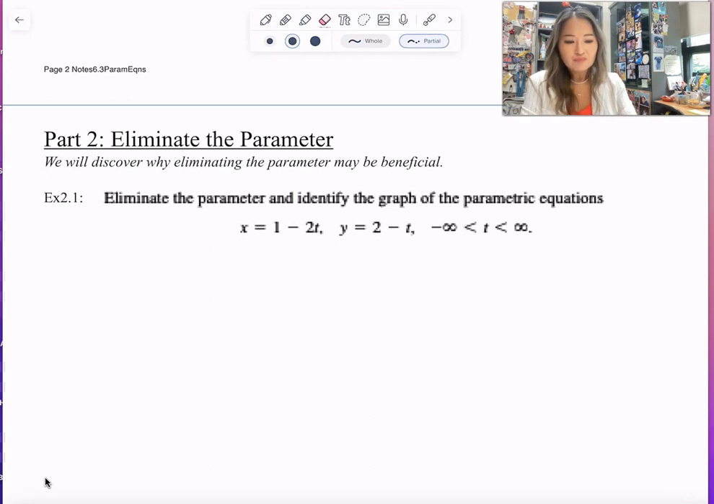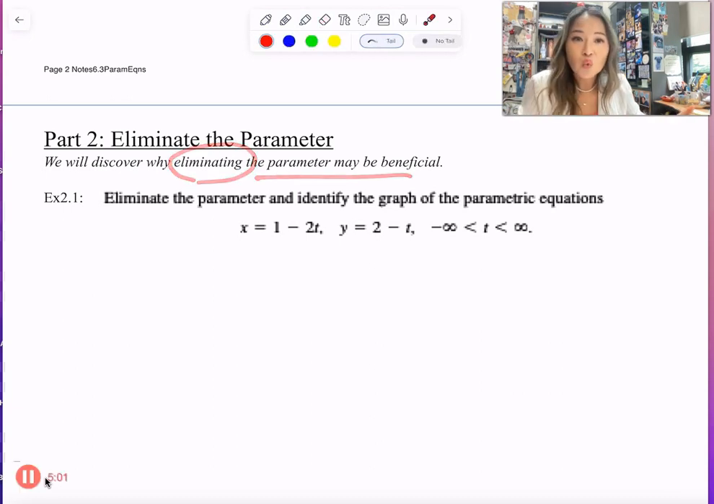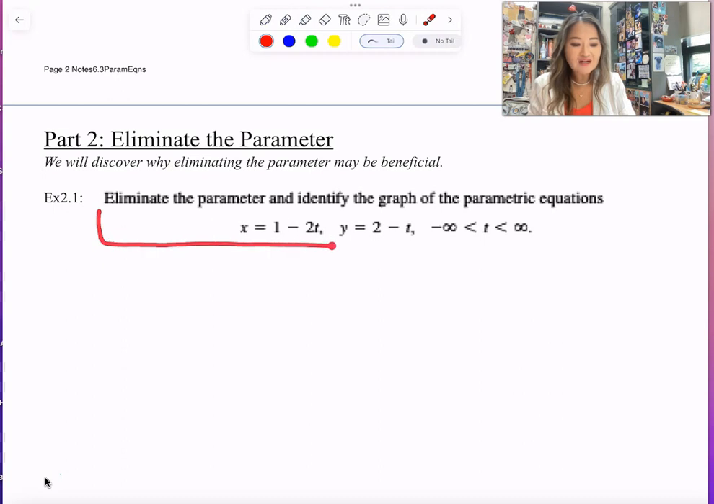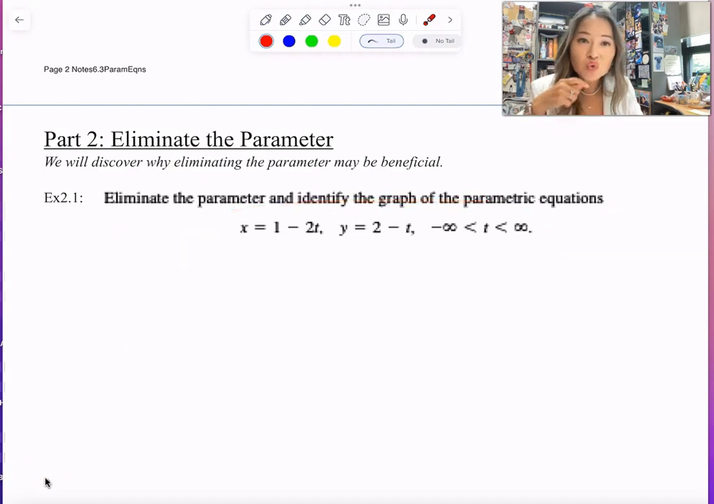Right now, what does eliminating the parameter do for you? Why is it beneficial? You'll be able to answer that question once we're done with this one example. Eliminate the parameter and identify the graph of the parametric equation. You're like, I don't know what this graph looks like. Do you know what this graph looks like?